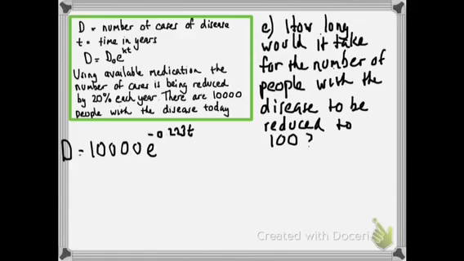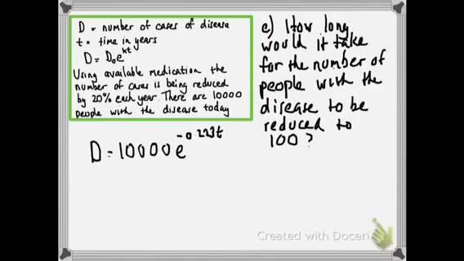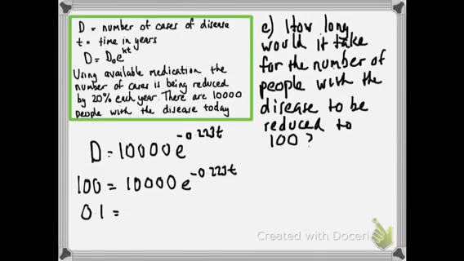Okay, same sort of strategy as before. So this time our population is now reduced to 100. So it's 100 equals 10,000 e to the power of negative 0.223t. And we can solve that on the calculator. Now this time I'm going to do it a little bit different. Instead of solving it, I'm going to use logs once again, but just to give you that alternative method. How do I get 0.1? 100 divided by 10,000 is 0.1 equals e to the power of negative 0.223t. Okay, so now I can log both sides.